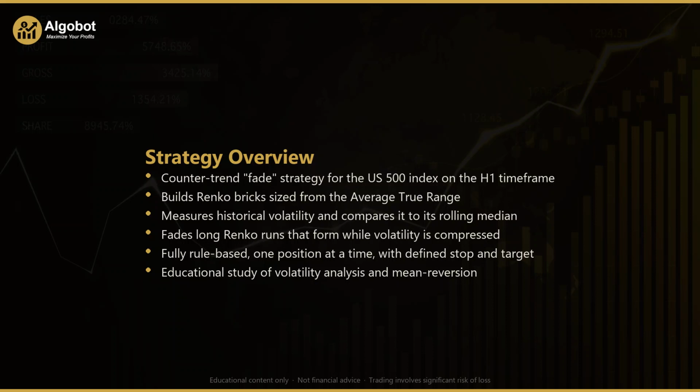When current volatility sits below that median, the market is described as compressed, meaning the tape is quieter than its own recent norm. The core idea brings these two pieces together. When price has produced a long, one-directional run of bricks while volatility is compressed, the strategy treats that run as potentially exhausted, and it looks to fade it, positioning for a move back the other way.